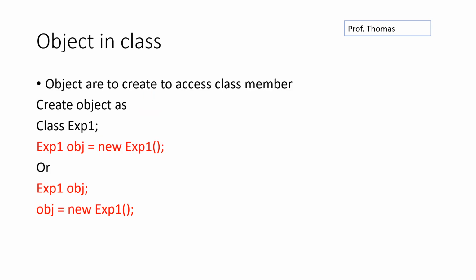Now, what are objects in classes? Objects are used to access the class members. If you want to access the data and if you want to access the method, we must create the class object. If you want to use the class data or the class method, we should create an object first. Now, we learn how to create the class object.